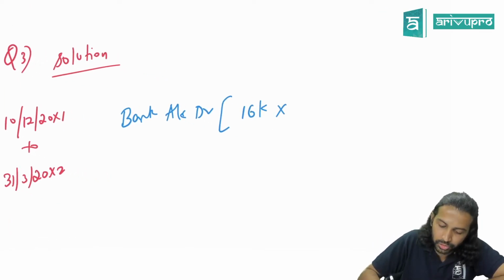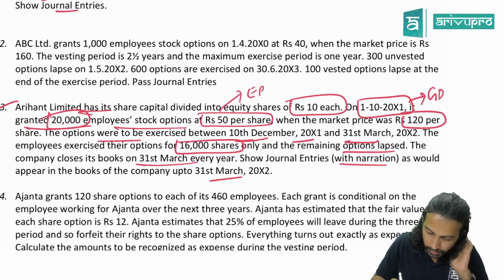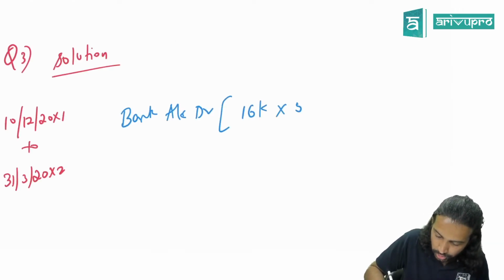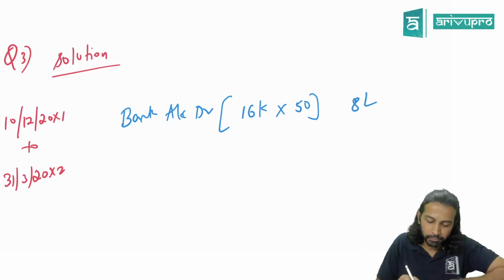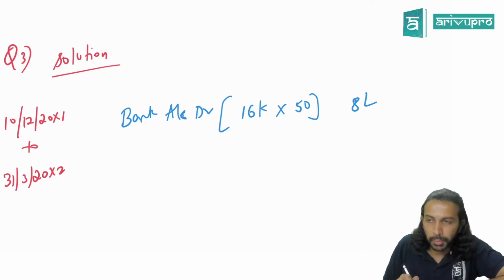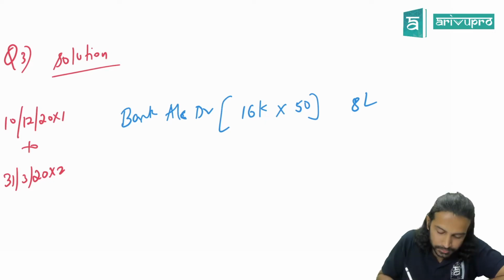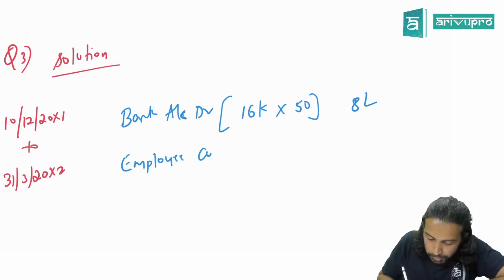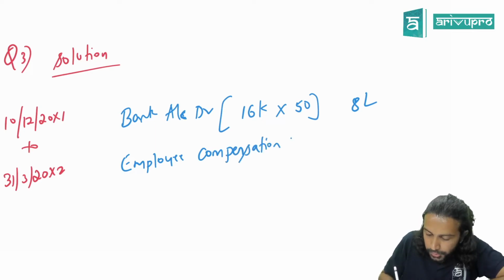16,000. At what price? What is the exercise price at which they'll buy? 50. So that means 16,000 into 50 is about 8 lakhs. Then what will we debit again? Company is making a loss. The name of that loss is employee compensation. Employee compensation expense account debit.